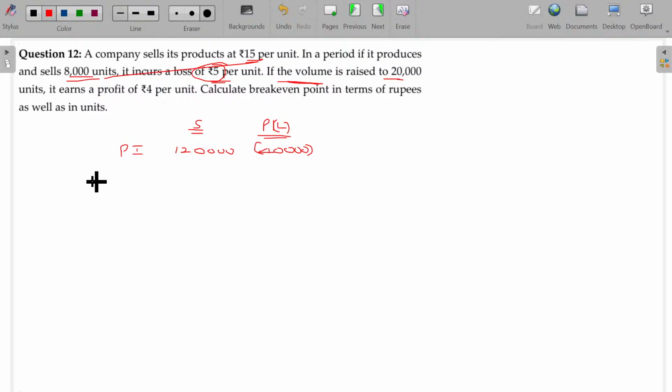If the volume is raised to 20,000 units, for the next period, assume the number of units sold being not 8,000, but it is 20,000, then there's a profit of rupees 4 per unit. 20,000 into 4, 80,000 will be the profit. Sales will be 20,000 into 15 rupees per unit, 3 lakhs. Yes, come on. Find out the break-even point, PVR, break-even point and all. Come on, make it faster.